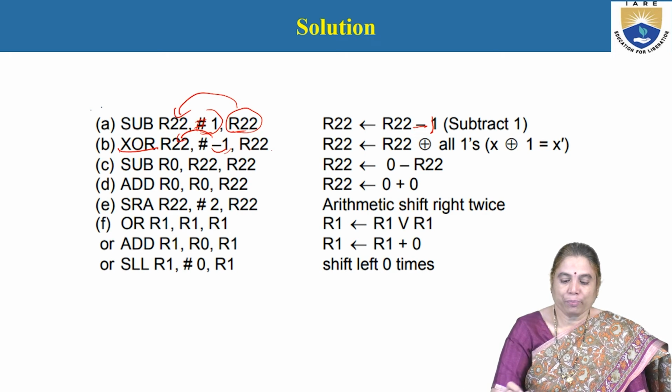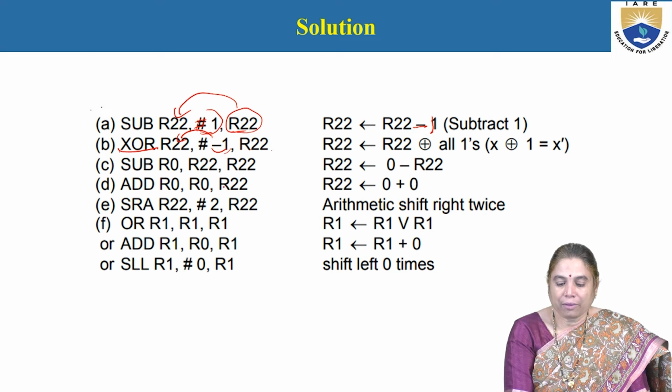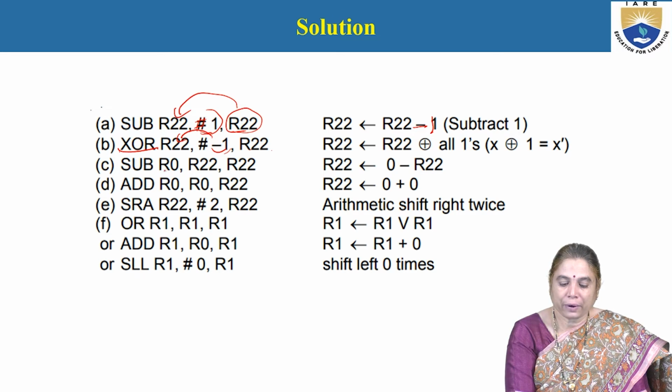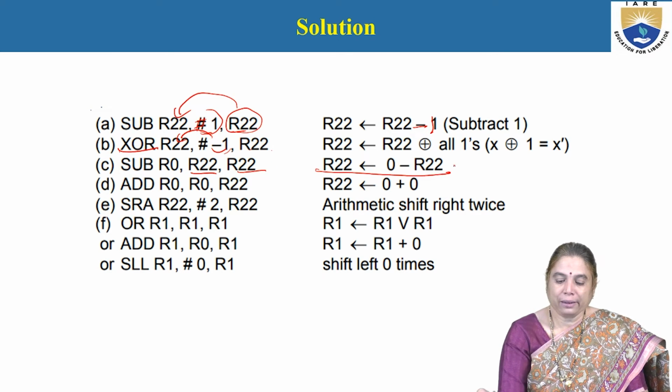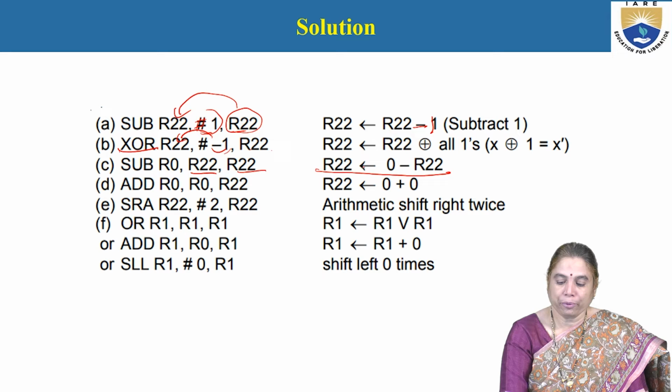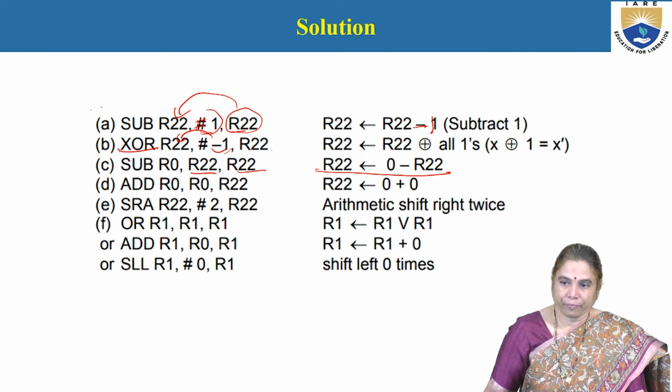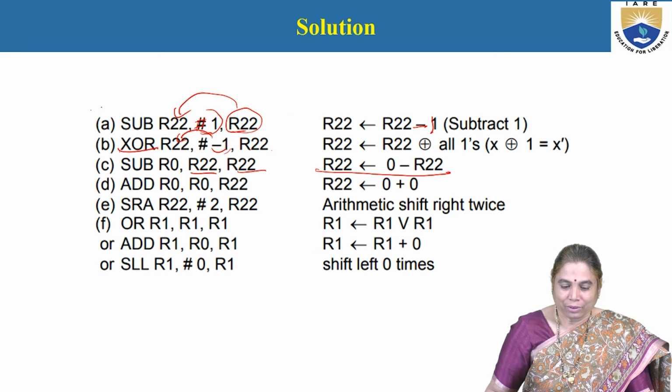So here, 0 minus the value of R22. So SUB R0, R22, R22, which implements the RTL R22 gets 0 minus R22, which results in the negation operation. Clear a register.